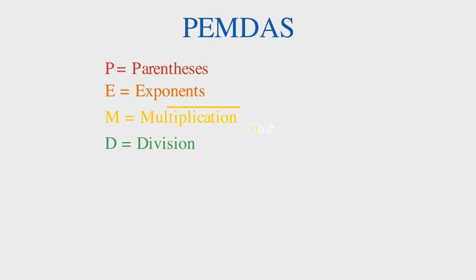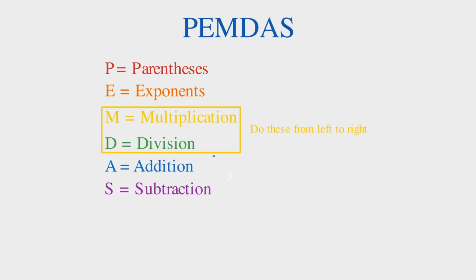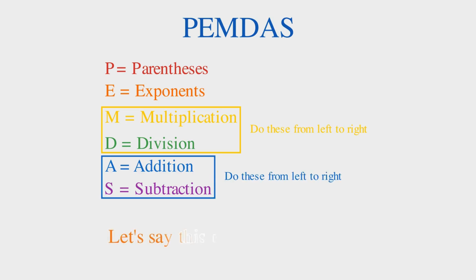MD stands for multiplication and division. Solve from left to right. AS stands for addition and subtraction. Solve from left to right. Let's say this together. PEMDAS.